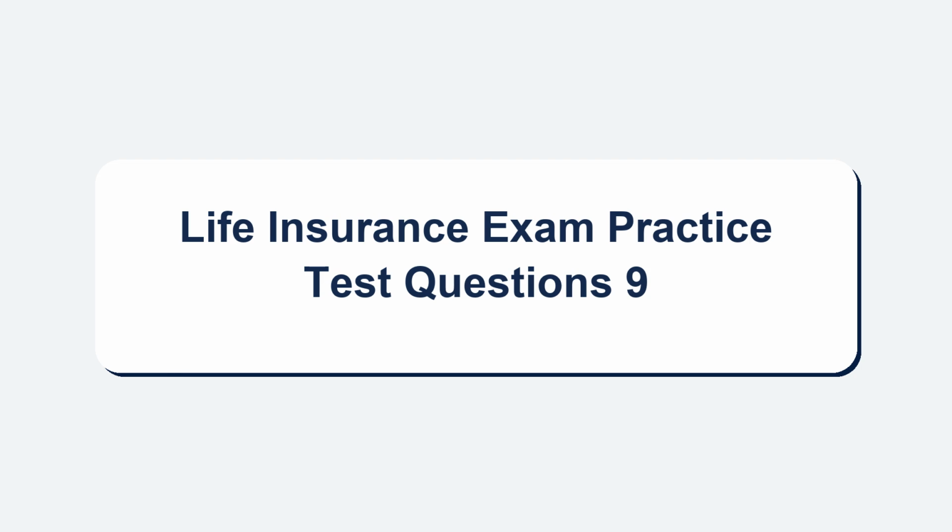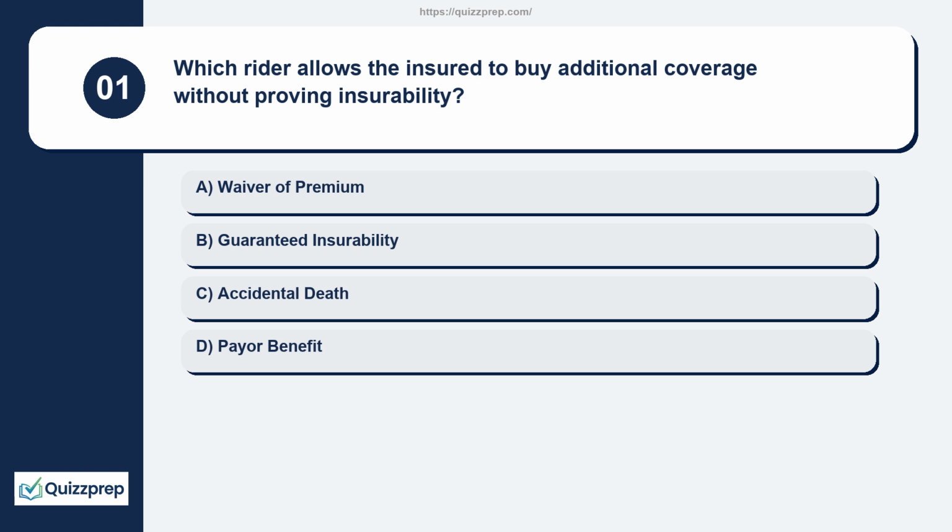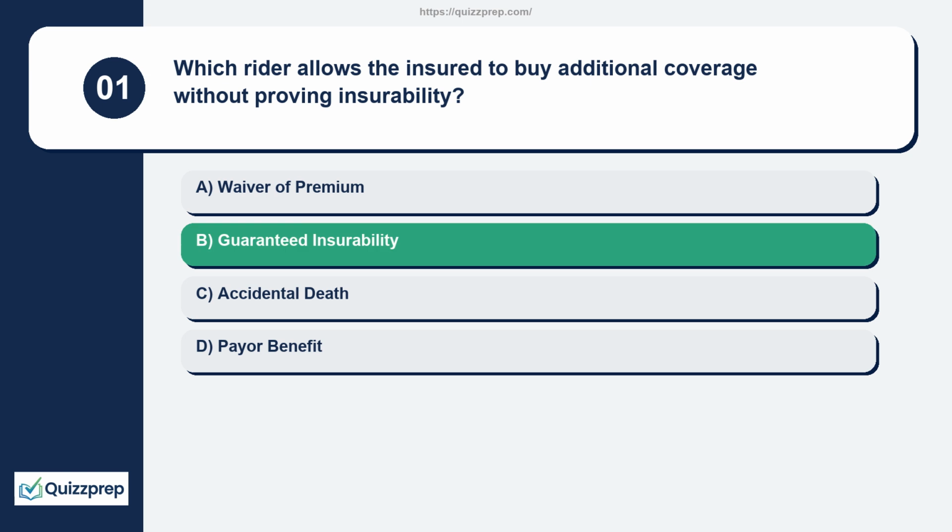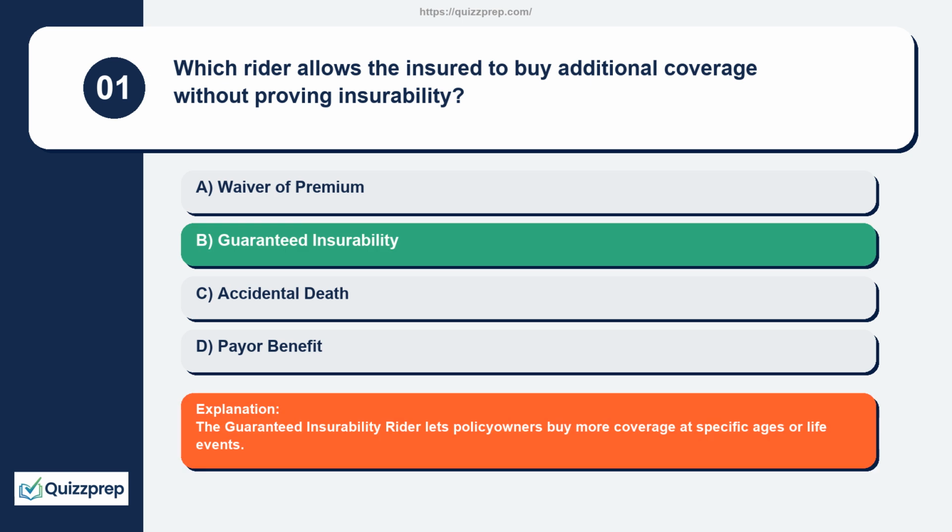Life Insurance Exam Practice Test Questions 9. Question 1. Which rider allows the insured to buy additional coverage without proving insurability? Waiver of premium, guaranteed insurability, accidental death, payer benefit. The guaranteed insurability rider lets policy owners buy more coverage at specific ages or life events.